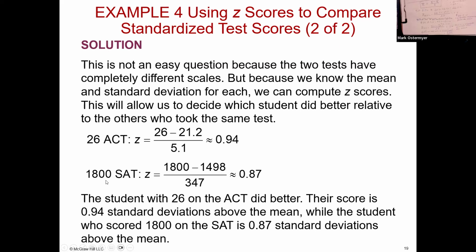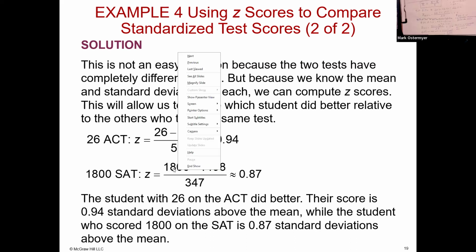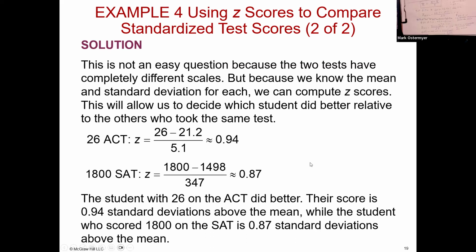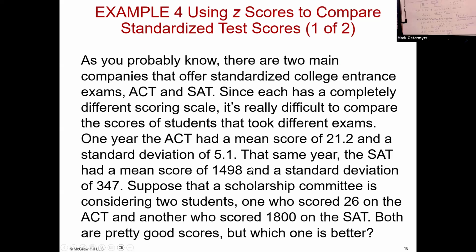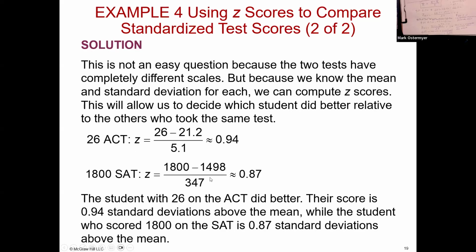The 1,800 score from the SAT, we want to standardize that or find the equivalent Z-score for it. We take 1,800 minus the mean of the distribution. And what's the mean? All right, so 1,800 minus the mean of the SAT scores was 1,498. Divided by the standard deviation score of the SAT scores, which was 347. We get a Z-score of 0.87.